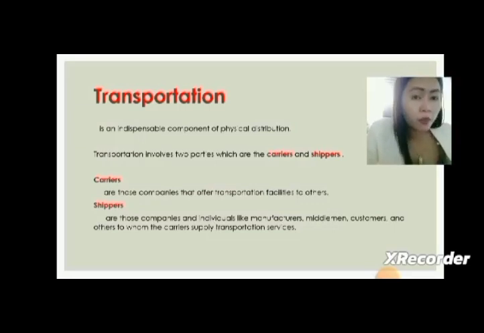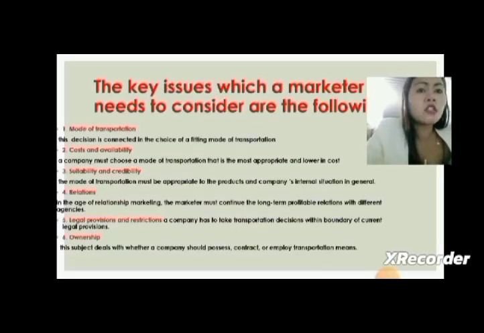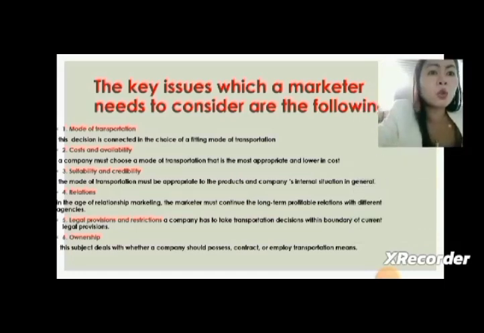And then shippers are those companies and individuals like manufacturers, middlemen, customers, and others to whom the carrier supplies transportation service. The key issues which a marketer needs to consider are the following: mode of transportation, cost and availability, suitability and credibility, relation, legal provision and restriction, ownership.